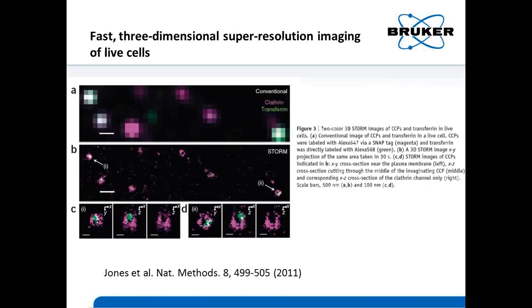So I want to give you some examples in the literature where people have used these snap and clip technologies to do live cell imaging. One of the first publications to come out was from Xiaowei Zhuang's lab, where she was using a surface Alexa 647 snap tag, directly labeling transferrin with Alexa 568. The clathrin-coated pits are labeled here in magenta with the snap tag, and as you can see, this was a live cell experiment where they could actually see the movement of the clathrin-coated pit.